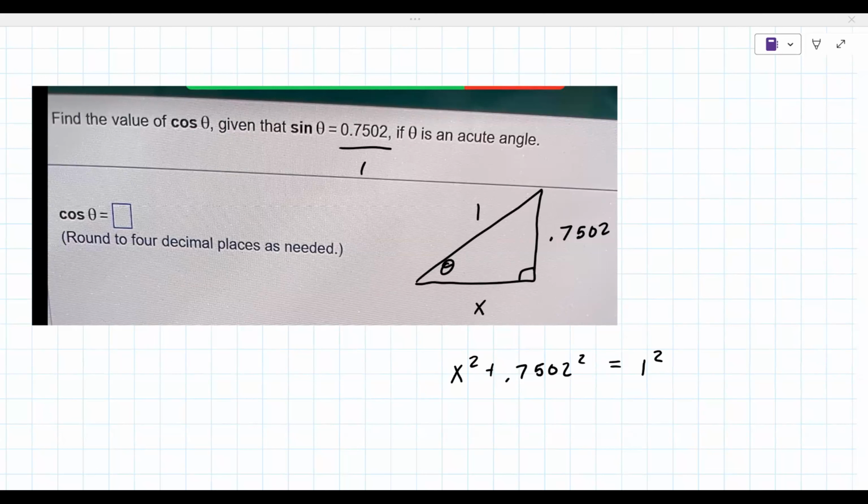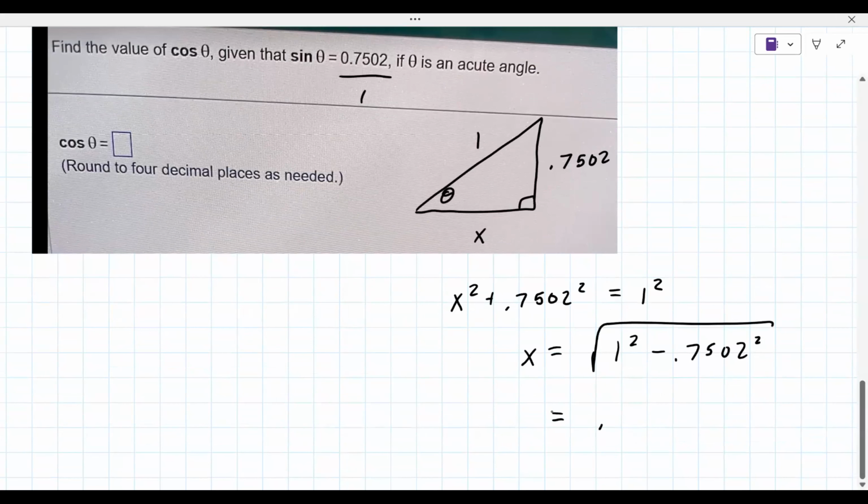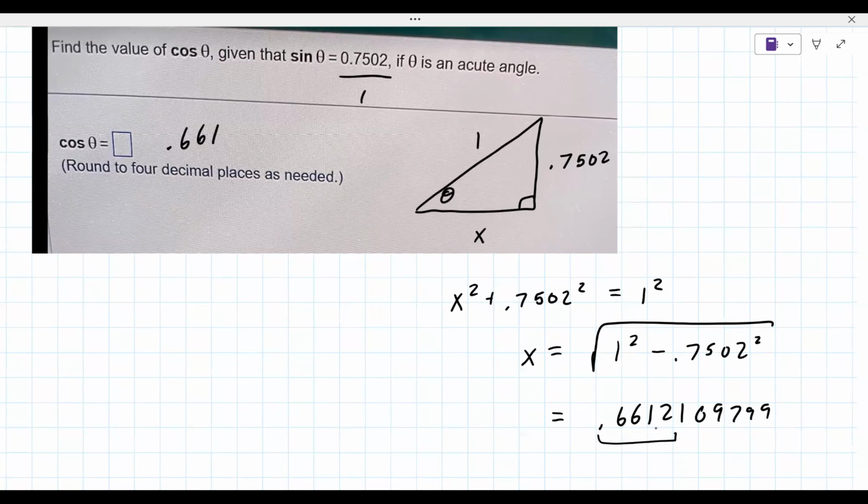But let me, so x, just to be clear, is 1 squared minus 0.7502 squared, square rooted, which is 0.66121, 0.9799. You really want to go out as many places as you can. And then cosine is the adjacent over the hypotenuse, so we're kind of in luck here because you're dividing by 1. You just grab the first 4 decimal places here: 0.6612.